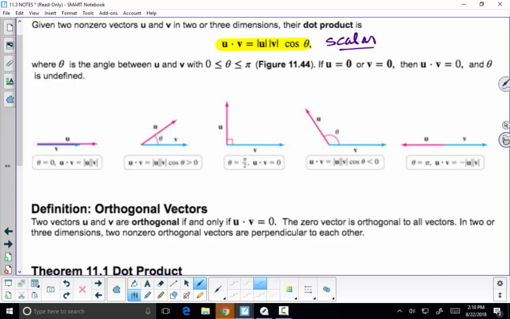This picture gives us the most important cases. If you look at this case right here, that's pretty typical. If you have an acute angle between two vectors, cosine of an acute angle is positive, so you're going to get a positive value for that dot product. If you have two vectors that are perpendicular, the dot product will be 0. So it's a really quick way to figure out if a pair of vectors is orthogonal or not, perpendicular or not.